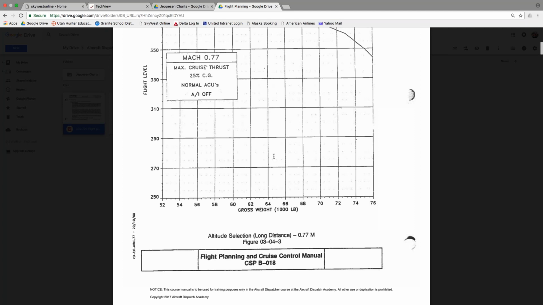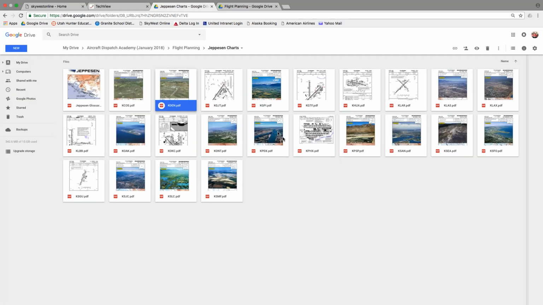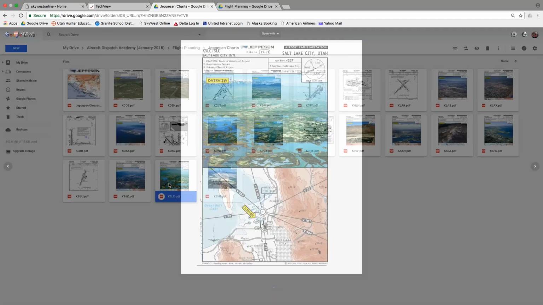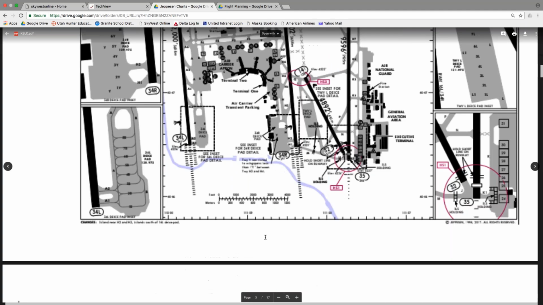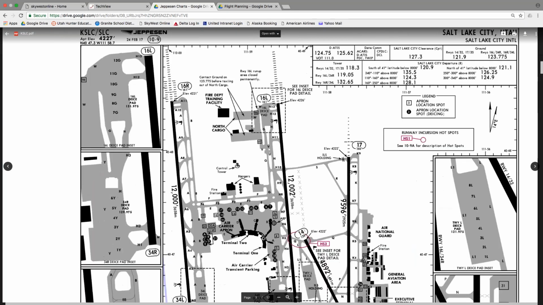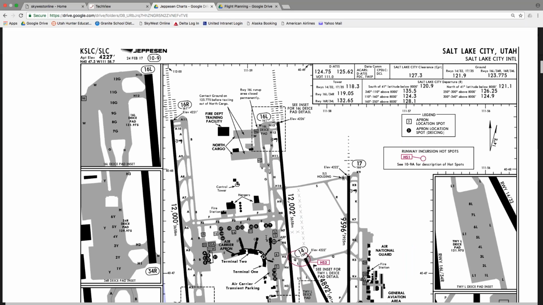So, KSLC, to figure out our ISA deviation. Okay, what is the elevation? Where do we go find the elevation of Salt Lake? Go to Jeppesen charts. Okay, go to our Jeppesen charts, and we'll take a look at Salt Lake City International. 42, you said? And, oops, 4227.